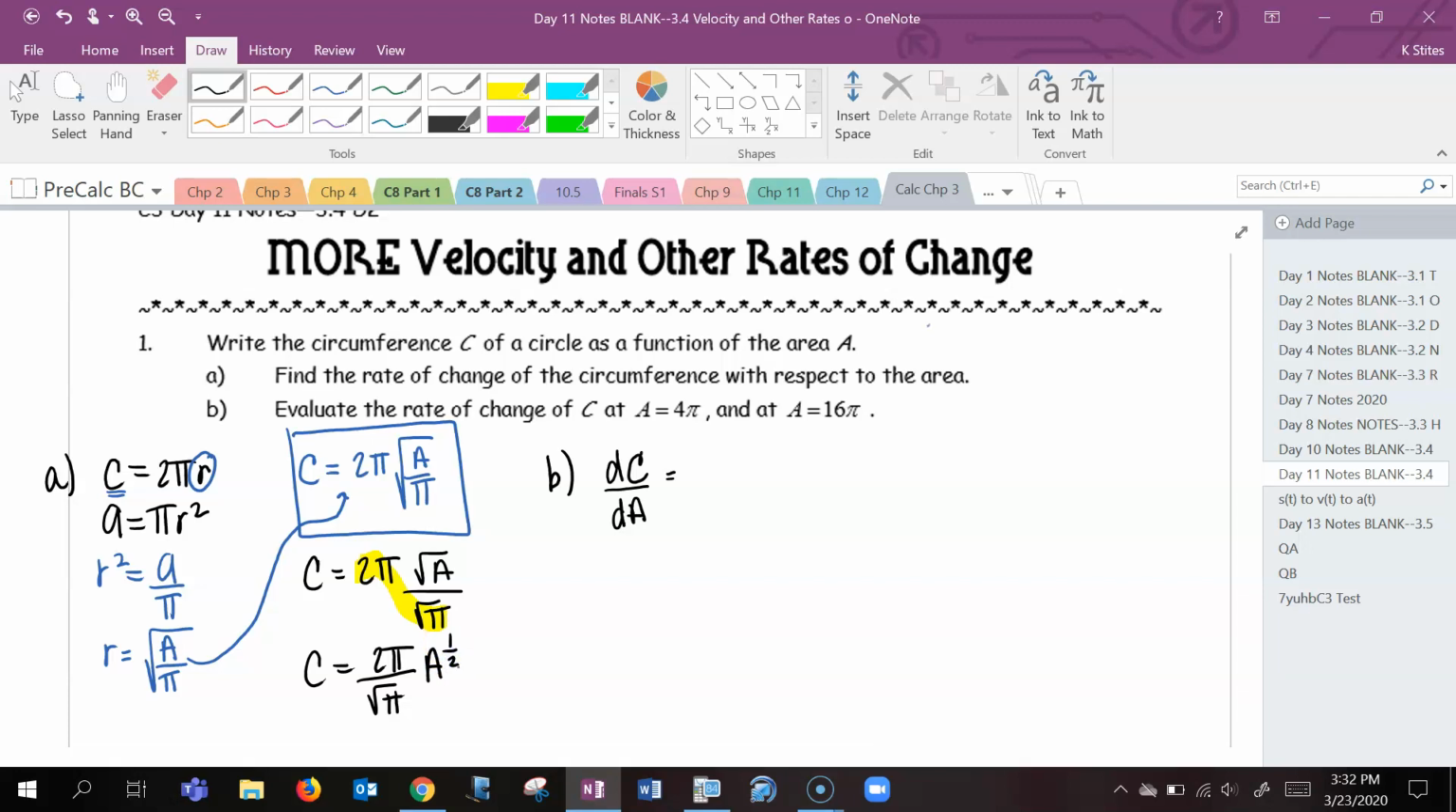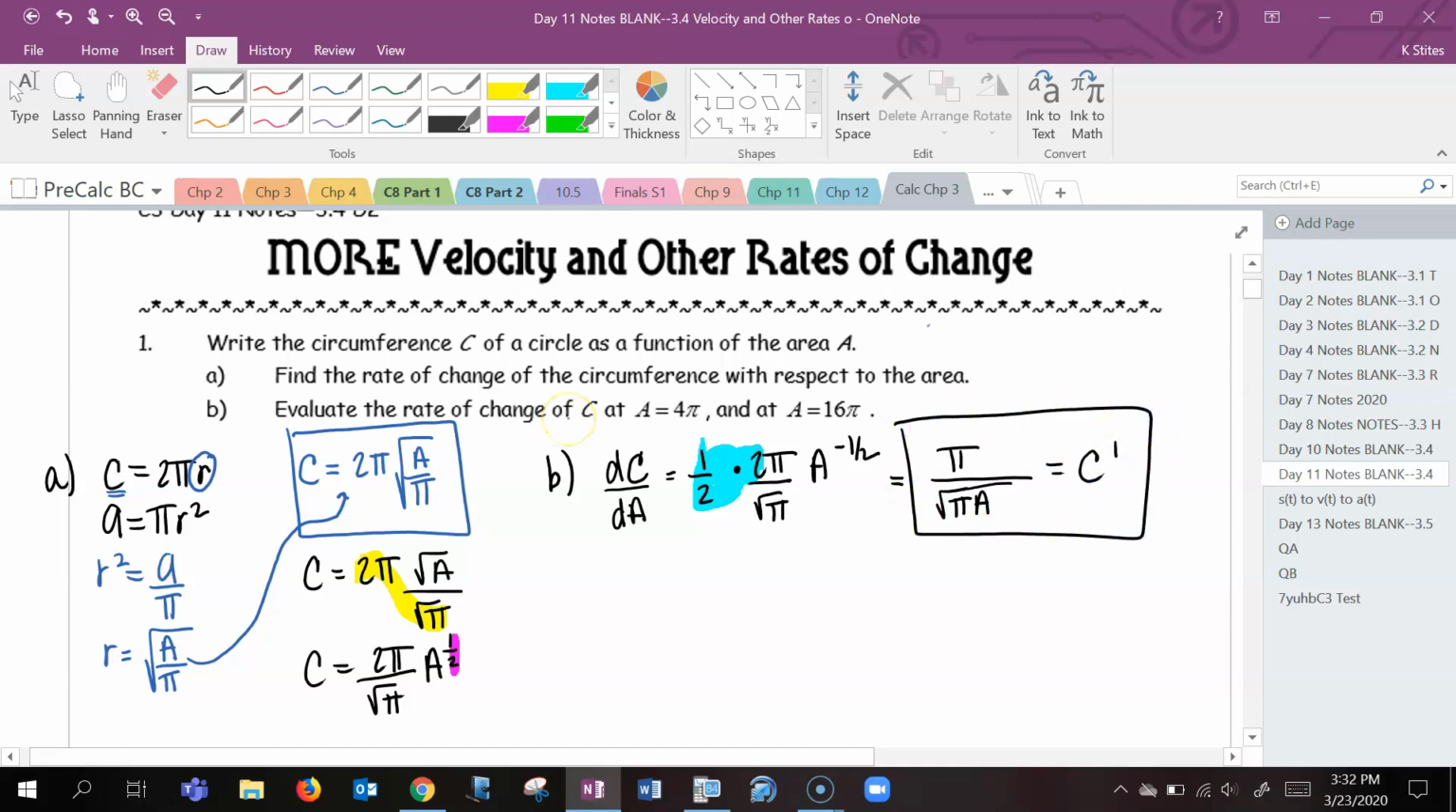Now I'll find my derivative by using the power rule. I'll bring my 1/2 forward. So 1/2 times 2 pi over root pi, A to the negative 1/2. My 1/2 and my 2 are going to cancel. If you want to rewrite this, it would be pi over root pi, and then the A goes down as well and is also in the square root. And that's C prime.